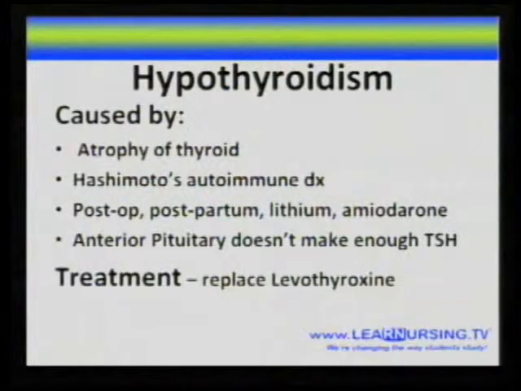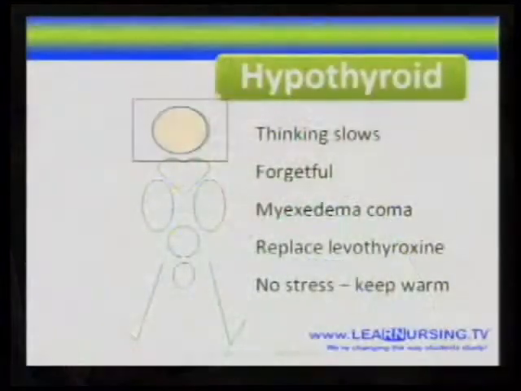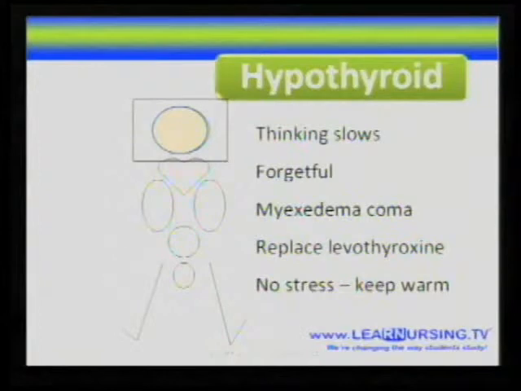The last one is, for some reason, the anterior pituitary just doesn't make enough TSH. For whatever reason, it's just not doing what it's supposed to do. So how do we treat it? We replace with just the medication, the levothyroxine. So you know how it happens, you know what causes it, you know how we treat it. We need to replace that hormone. Let's look at what it looks like all the way through your body. So if you don't have enough, chemical processes are going pretty slowly in your body.